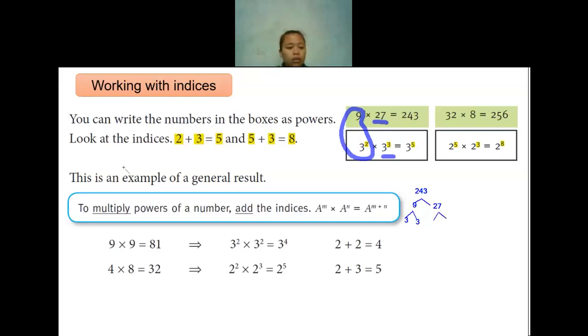Okay, wait, sorry. So it will be 3 times 9 for the 27. And then the 9 we can break down again into 3 times 3. So can you calculate? Can you count how many numbers 3 are there in the 243 in total? There are how many numbers 3?